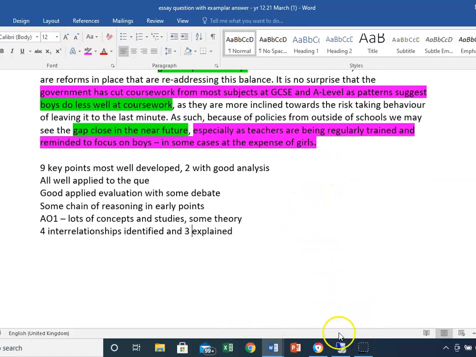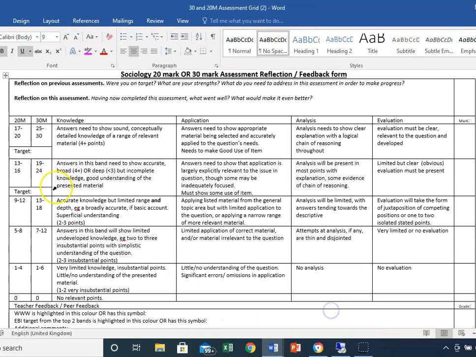Now let's have a quick look at the mark scheme, which hopefully I've got here, and we'll see where it fits in. So we are looking at the 30 mark one here, not the 20 mark. We need to know where it would go for knowledge, application, analysis, and evaluation. So if you want to have a think about which of these ones you would put this essay in, you can pause now and have a read through. And I haven't marked this properly yet, so I'll be thinking out loud while I kind of categorize it. So pause now if you don't want to hear my thoughts, and then you can press play and see how close you were to my thoughts for a 30-mark essay.